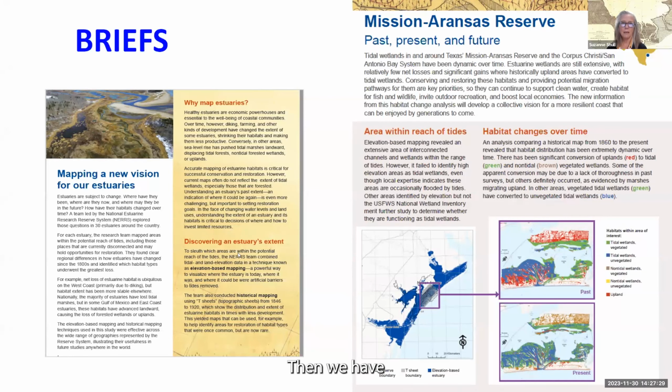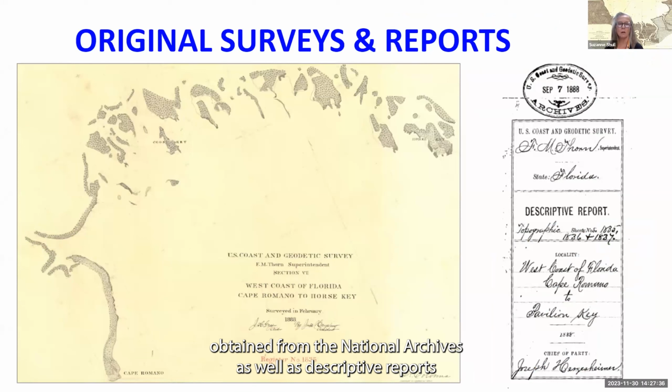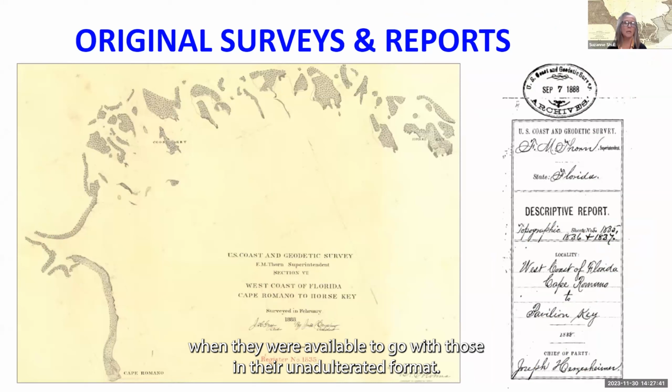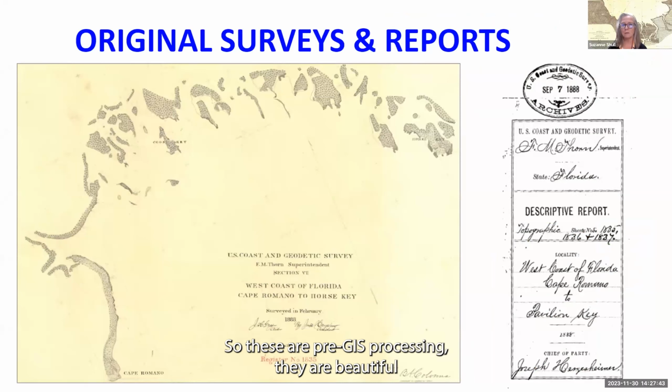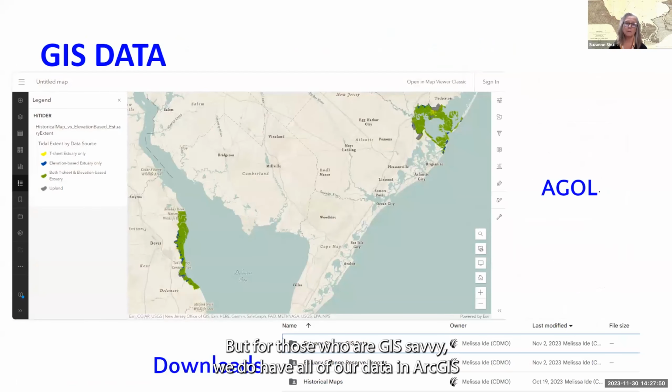Then we have the T-sheets, the scanned T-sheets that Andrea obtained from the National Archives, as well as descriptive reports when they were available to go with those in their unadulterated format. So these are pre-GIS processing, your beautiful products available for download. But for those who are GIS savvy, we do have all of our data in ArcGIS Online.